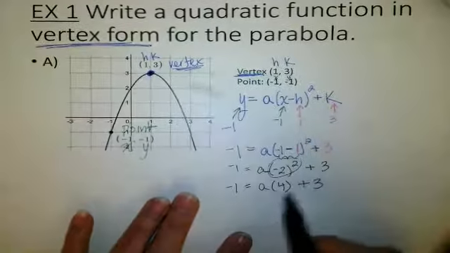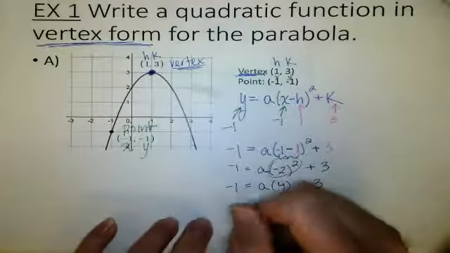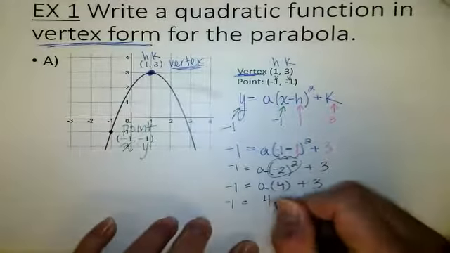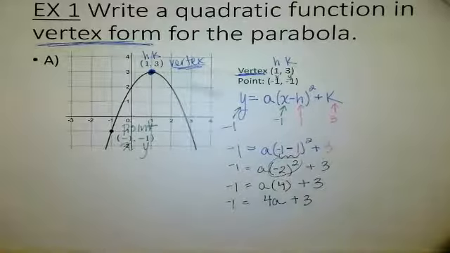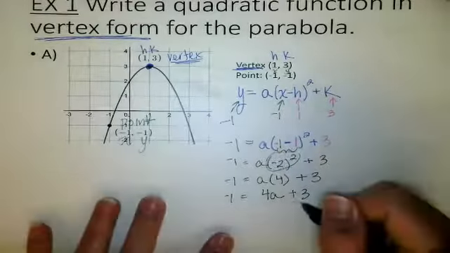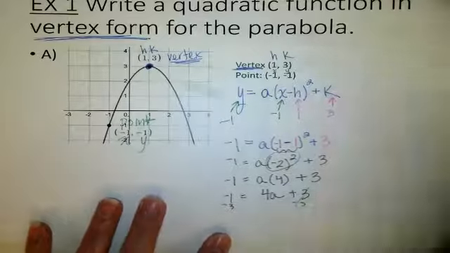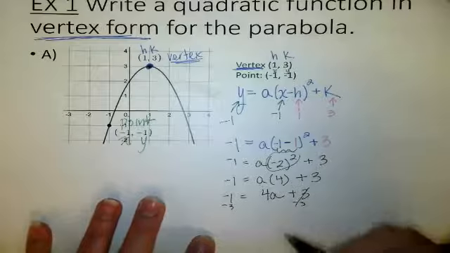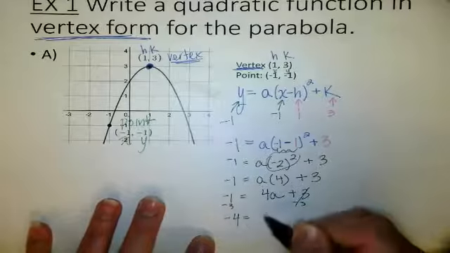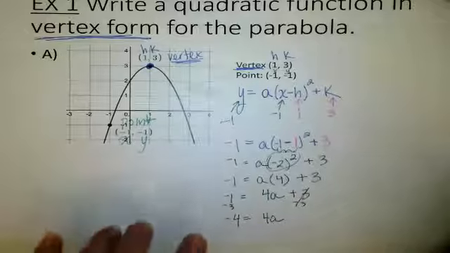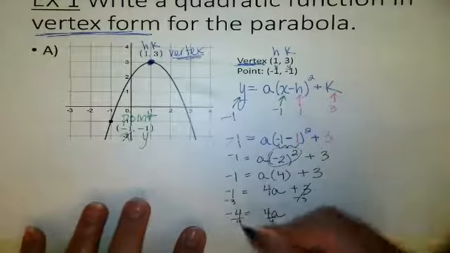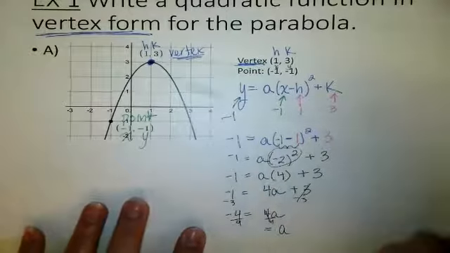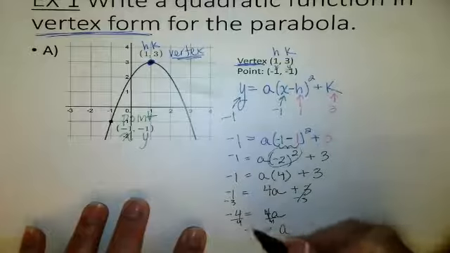Well, I don't usually see things written a times 4. I want to change that around. It's more normal to say 4a. And then we're going to isolate a. What should we do first to isolate the a? Subtract 3. What's -1 minus 3? -4 equals 4a. And then how do we get a by itself? Divide by 4. So a equals -1. Very good.